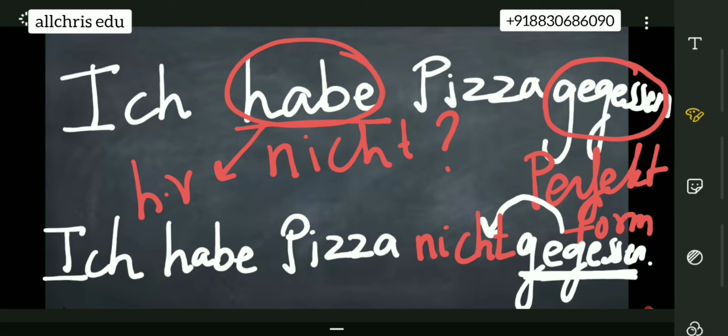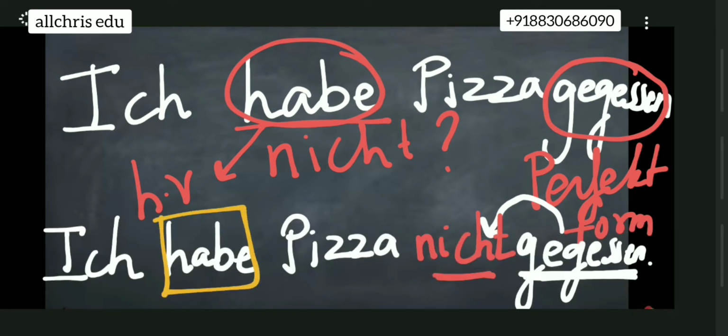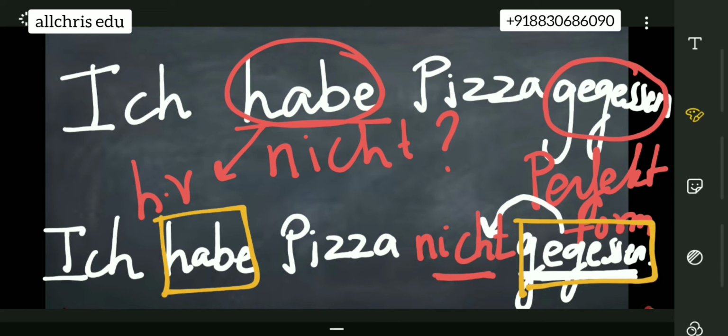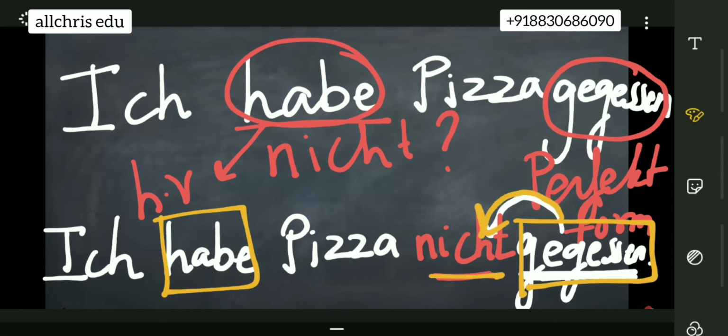Ich habe Pizza nicht gegessen. This is how the sentence will be. So you are not putting the nicht word near the full stop, because there are two forms of verbs in this sentence. One is the helping verb and one is the perfect form of a verb. So that time the nicht word comes exactly before the perfect form.